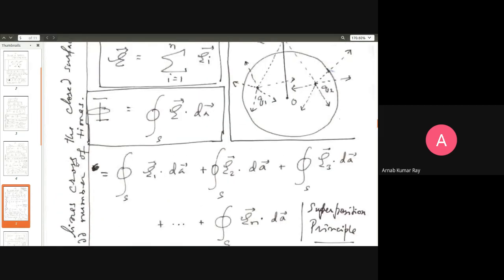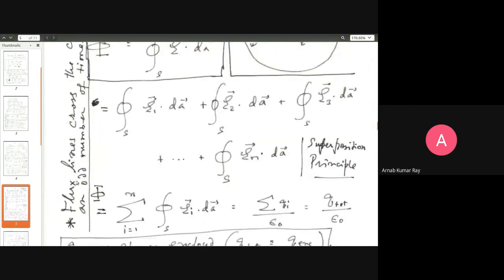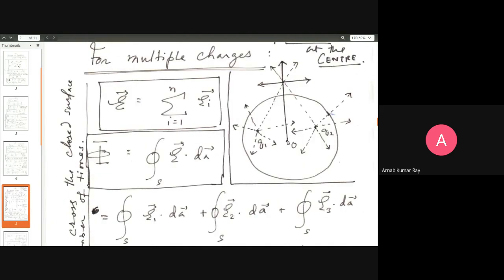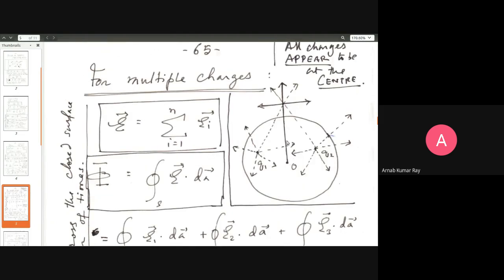Flux lines cross the closed surface an odd number of times. Electric field lines diverge. They don't curl. Recall our discussion of divergence and curl. Electric field lines diverge. They don't curl. Meaning, let's say you have positive charges, right? And so field lines due to positive charges will start and keep diverging all the way out to infinity. They will never come back.